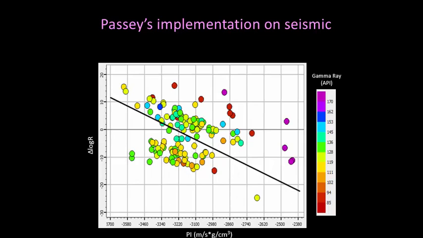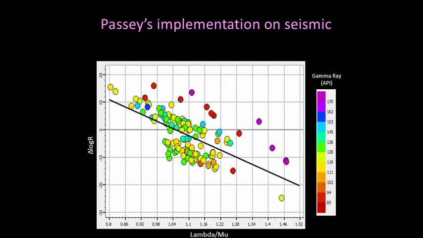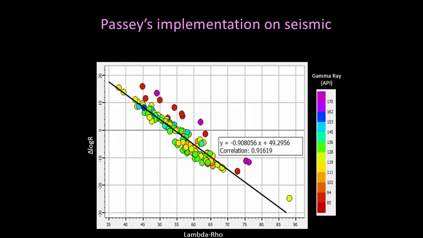We tried Poisson's impedance, and again, there is a huge scatter of points. Lambda by mu doesn't work again, but lambda rho works. It does give us a relationship which is almost linear. And we have a best fit line giving us a 92% correlation. So we make use of this relationship. We determine lambda rho volume from the seismic data using simultaneous inversion, and then we transform that using this relationship into a delta log R volume.